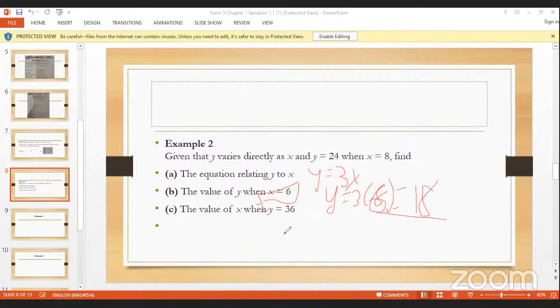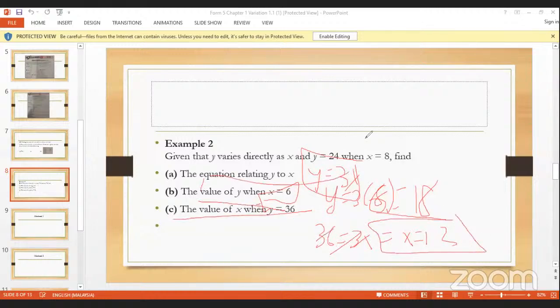And for C, the value of x when y equals 36. You sub in this formula again, it will be 36 equal to 3x, and then you get x equals 12. So this is for C. Or you could also use another method, which is this formula.